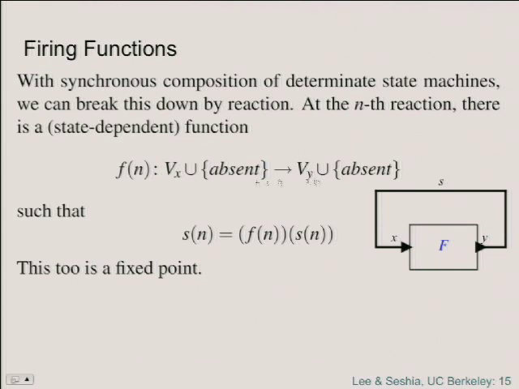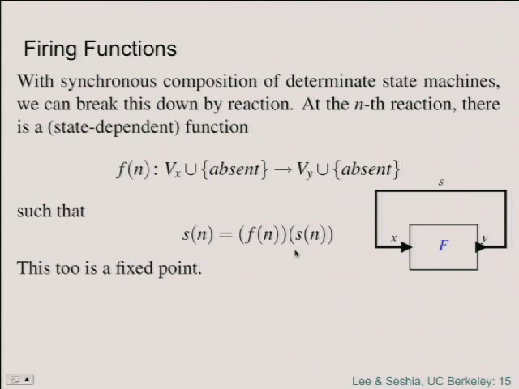Right? So the entire sequence of outputs in this case, which is this fixed point, okay, is a function of n, which is the index of the reaction. And at each reaction, we in fact are looking for a fixed point again. But now it's a fixed point of this firing function, which has a much simpler structure. Okay, the firing function is not a set of functions, it's just a set of values.